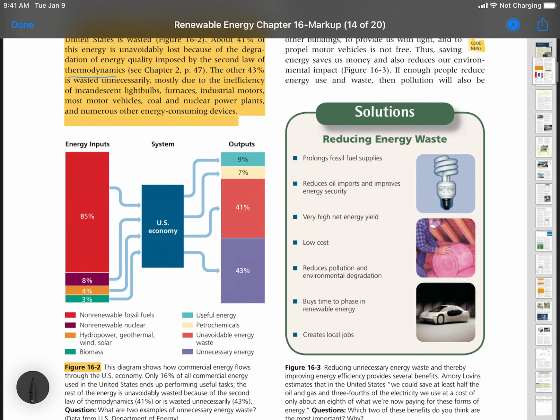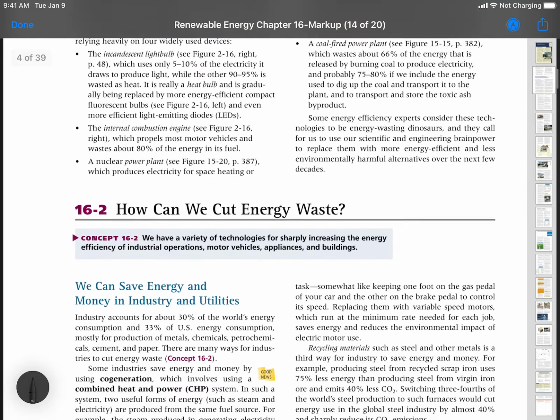So here it's showing you too what percentage we use is non-renewable and stuff like that. Go back and look at the pie charts. I believe at the beginning of chapter 15, which shows you renewable versus non-renewable. And I have a slide that talks about that too.